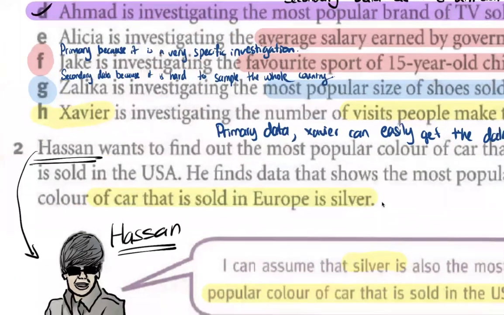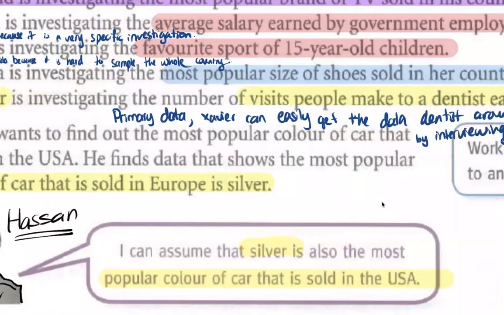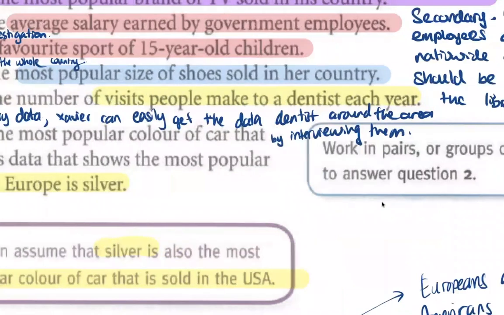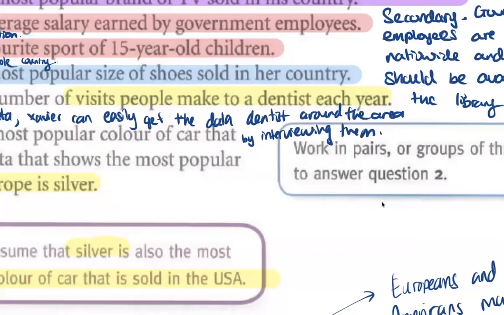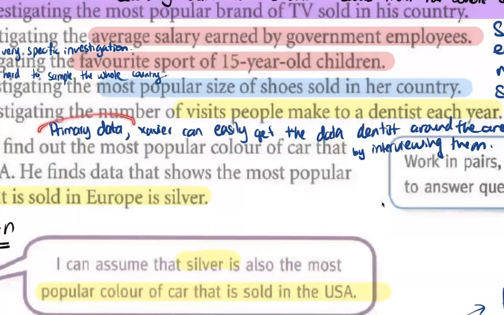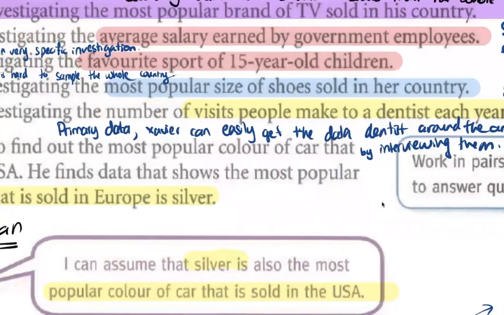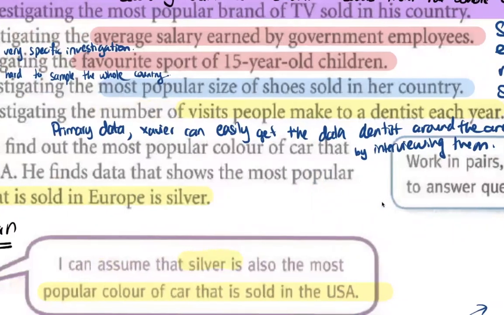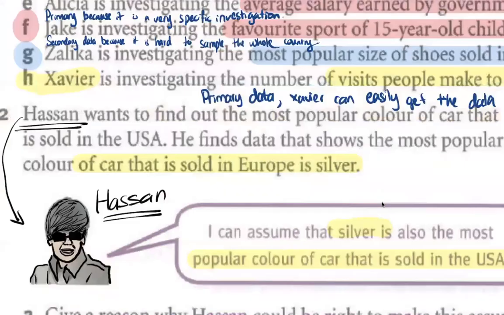Xavier is investigating the number of visits people make to a dentist each year. Okay, this one you can use both secondary or primary, but I feel that using primary data will be more accurate because you can just get the data from dentists around the area, and then you can roughly see how often is a visit to the dentist each year.